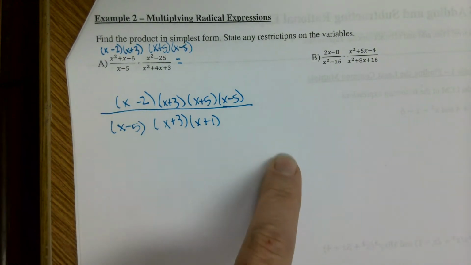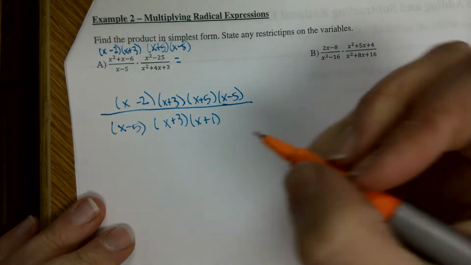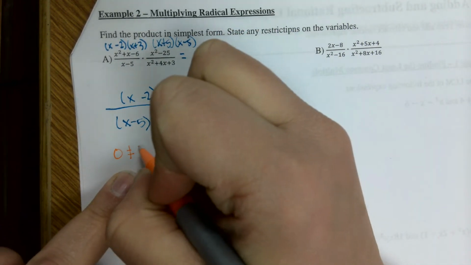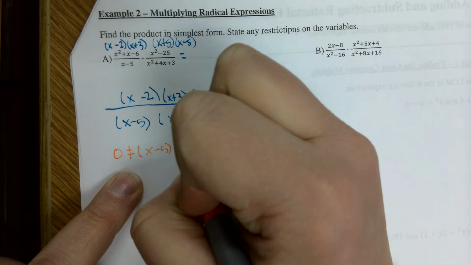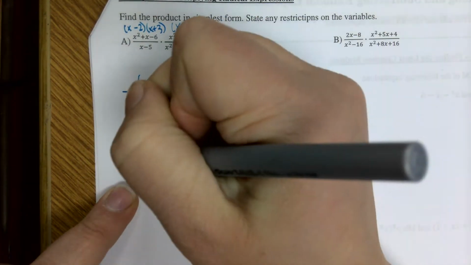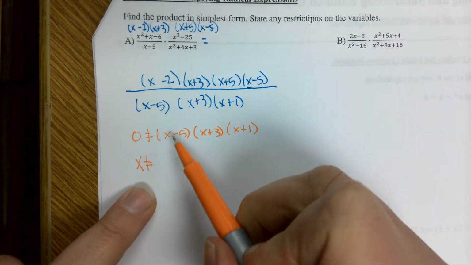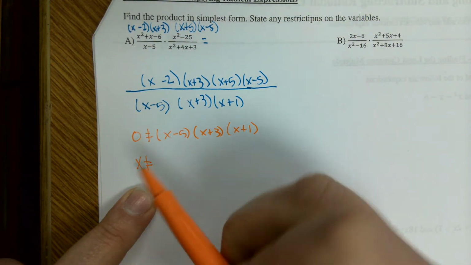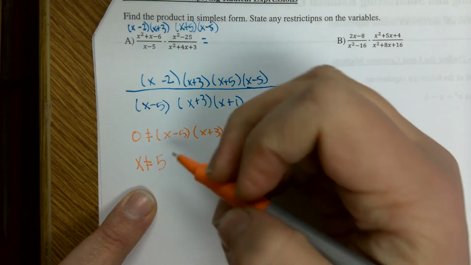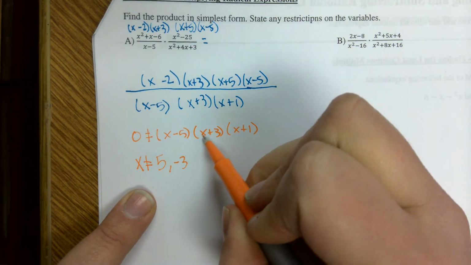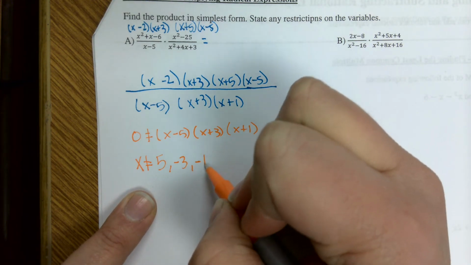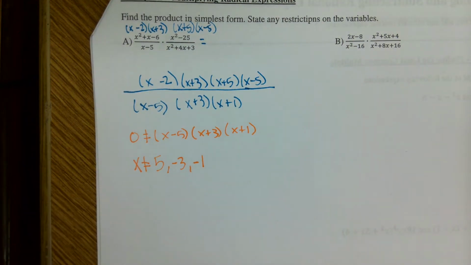Now since I multiply across, I'm going to simplify, but first I'm going to find my domain restrictions. Anything on the bottom cannot equal 0. So all of these things are on the bottom of the fraction. They cannot equal 0. That means x cannot equal 5, because that would make it 0. I would subtract this 3. So if x were negative 3, that would make this 0. That's no good. And right here, I would subtract the 1. So those are my restrictions. You have to state your restrictions.